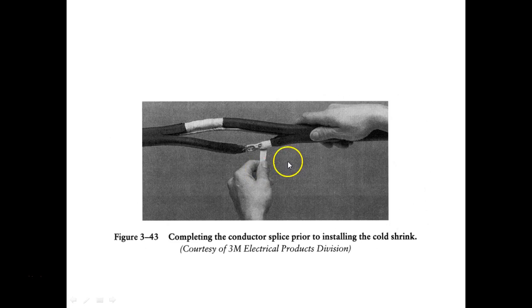These are just different splicing techniques, but what you've got to understand is, if you have a cable that's made out of multiple layers, then you're probably going to have to get a splicing kit for that cable. You might have to get it from a company that builds the cable, but 3M makes a lot of those splicing kits, and you might be able to get it from them. And this would be on a multi-layer cable.